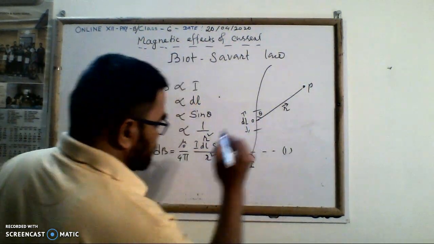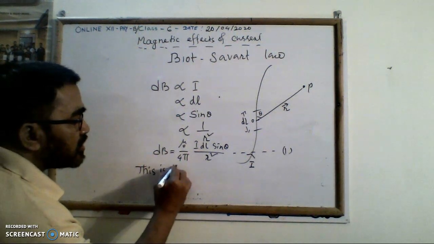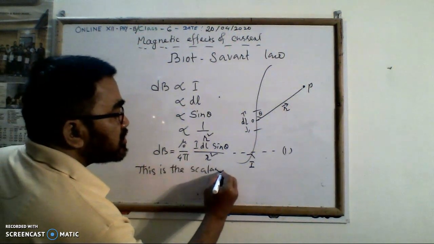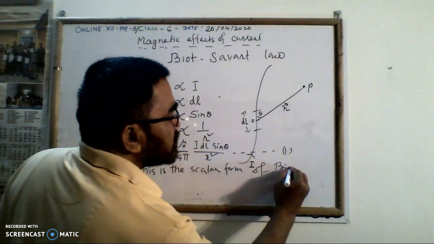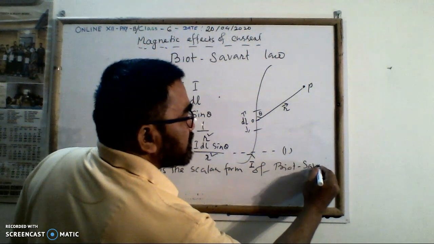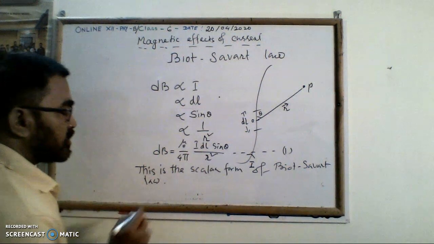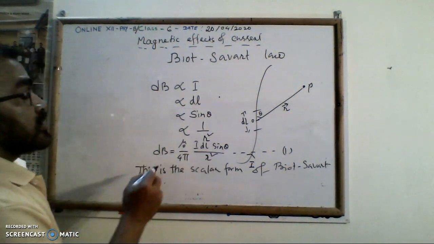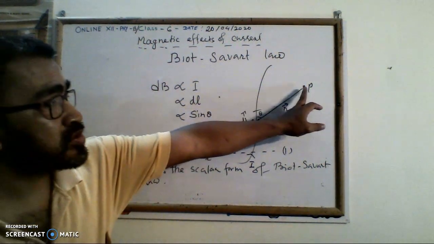Equation 1 is the scalar form of Biot Savart law. This equation gives the magnitude of the magnetic field produced at point P.